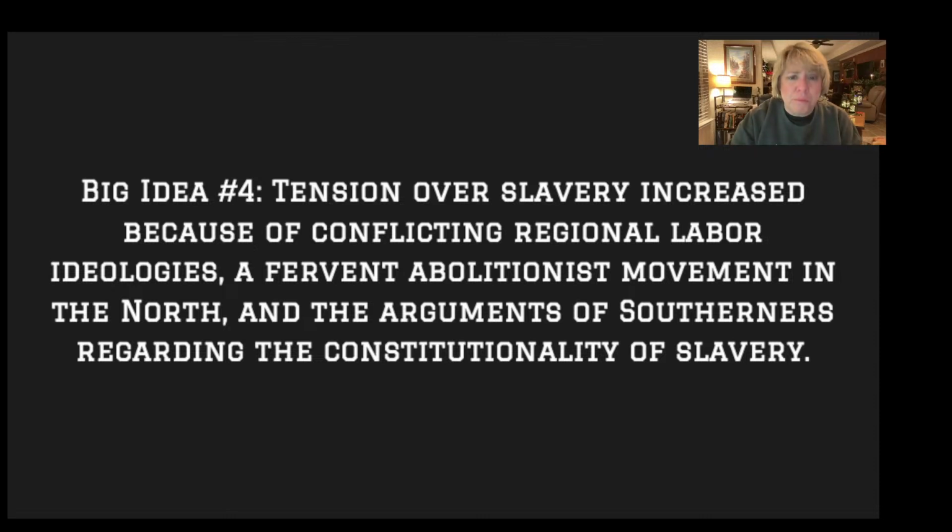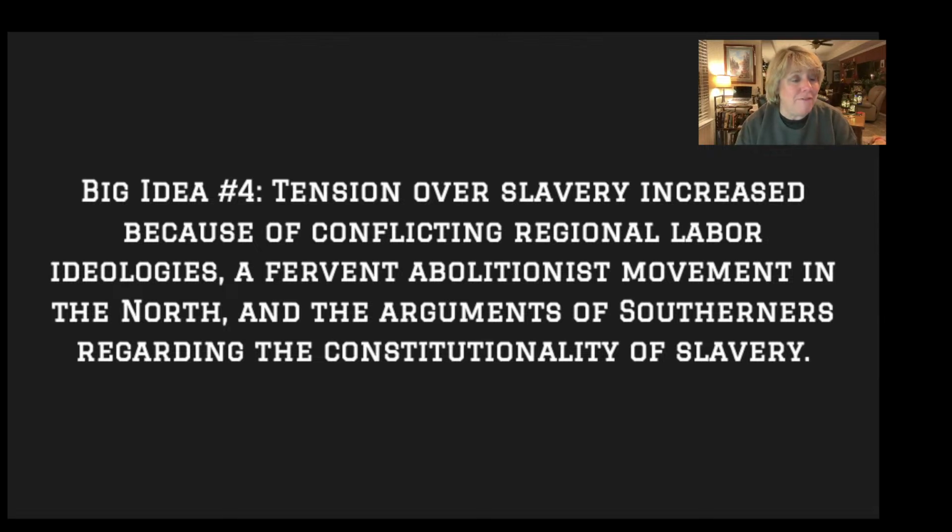And as property, they cannot be regulated by the federal government. The federal government is supposed to protect property, not regulate what you can do with it. And so what the Dred Scott decision did was not only declare that slaves were property, it ruled that the Missouri Compromise was unconstitutional.